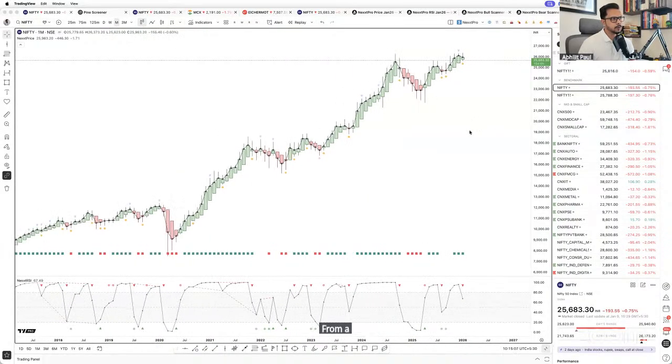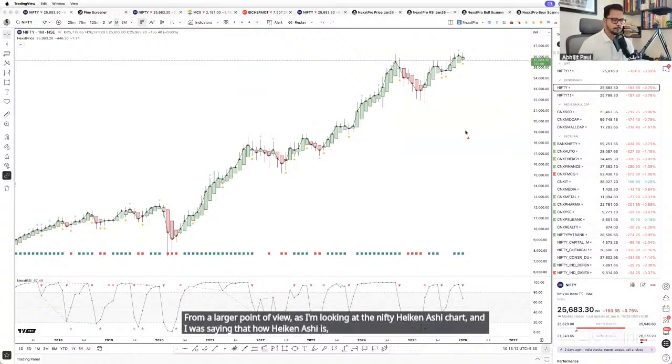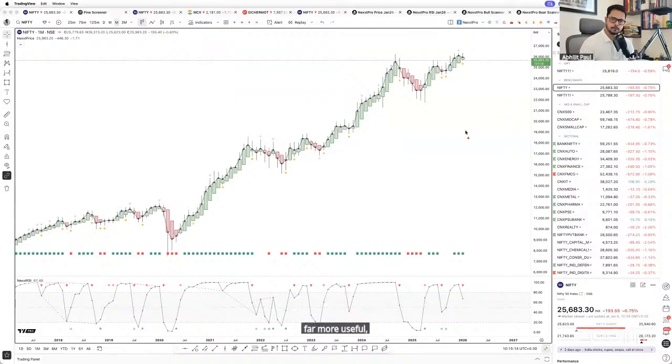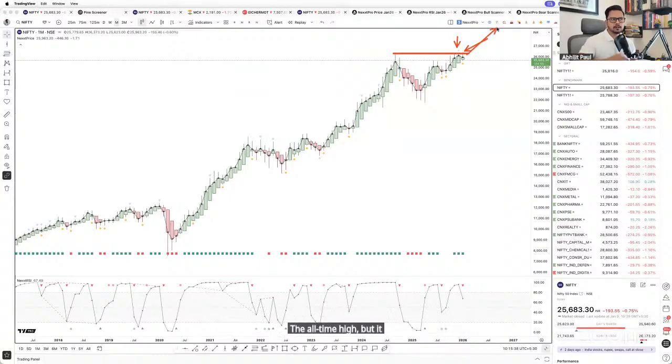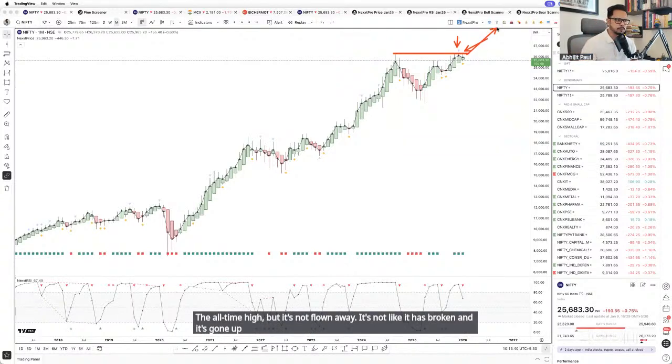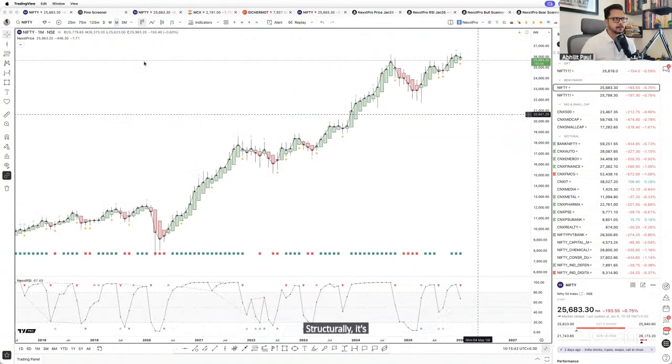From a larger point of view, as I'm looking at the Nifty Heikinashi chart, and I was saying how Heikinashi is far more useful, powerful, and simple than it seems. I personally use my entire trading analysis, trading strategy, setups, decision making, all of it comes from Heikinashi itself. It's an all-time high. It has given you a breakout, it's just teased. It's just the all-time high, but it's not flown away. It's not like it has broken and gone up 5, 10, 15%. Structurally, it's fine, not a problem.